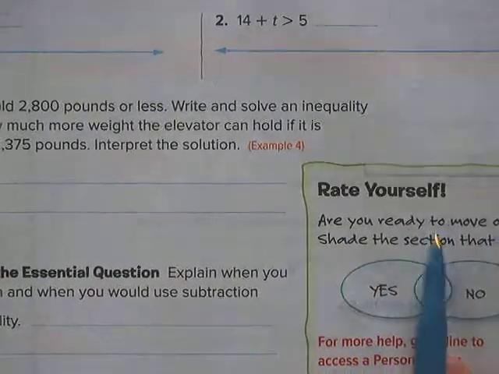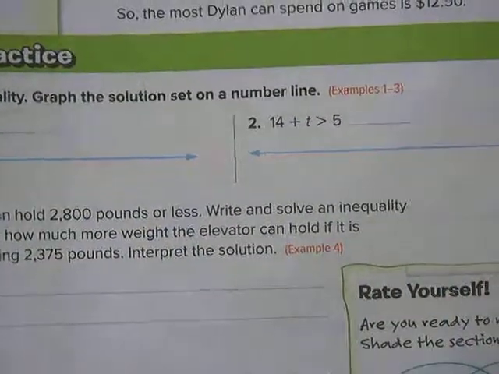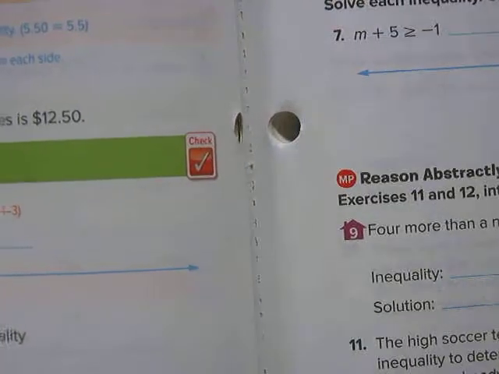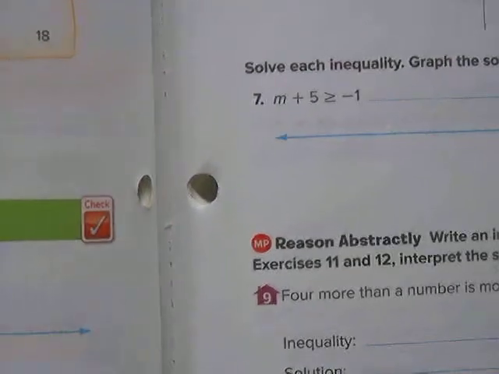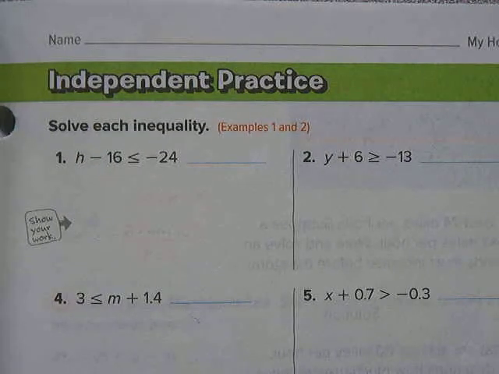First thing I'd like you to do is please do 1, 2, and 3 in the guided practice, and then complete the rate yourself. When you've completed that, please raise your hand so that I can spot check your work, and then you may begin your assignment, which is in your assignment guide for lesson 6-6, and it begins on page 501. Thanks.